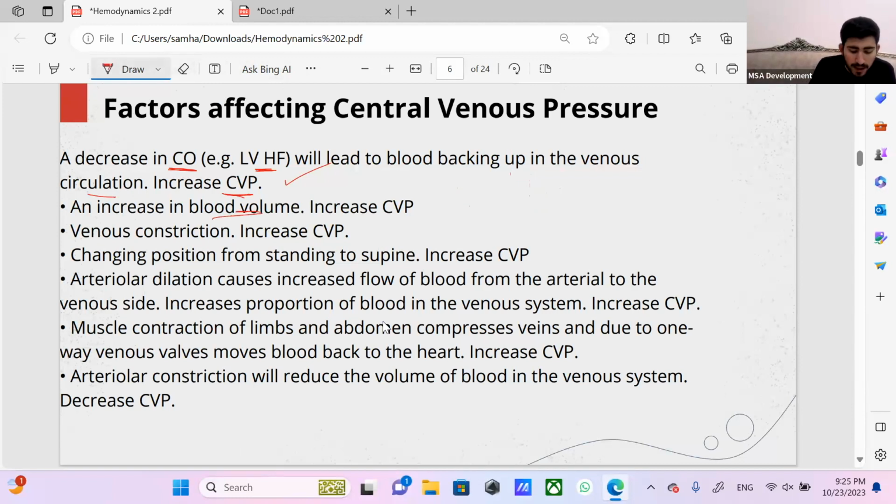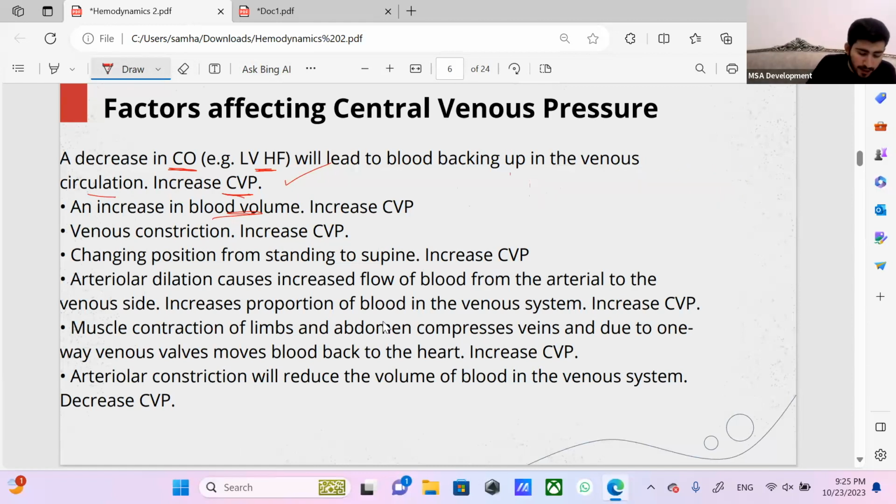Now the other one is increasing blood volume. So in our body, we drink a lot of water. We are drinking so much fluid that it will increase the blood volume. And since we are increasing the blood volume, this will increase the blood volume in the thoracic vena cava, increasing its pressure. That's the second case.